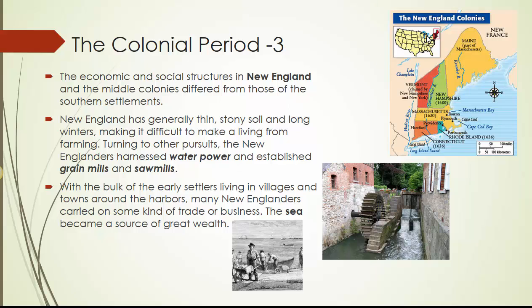Here are some of the New England colonies: Massachusetts, the yellow, New Hampshire, the green, Connecticut, the orange, and very small Rhode Island, the blue.